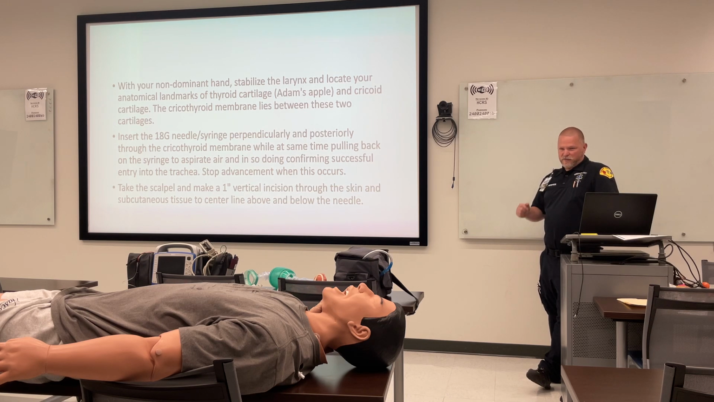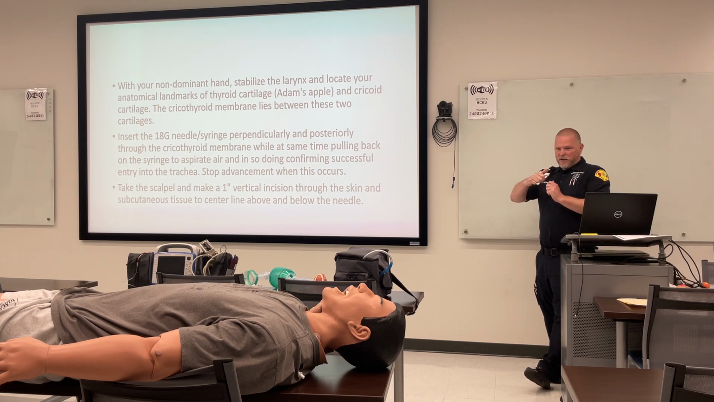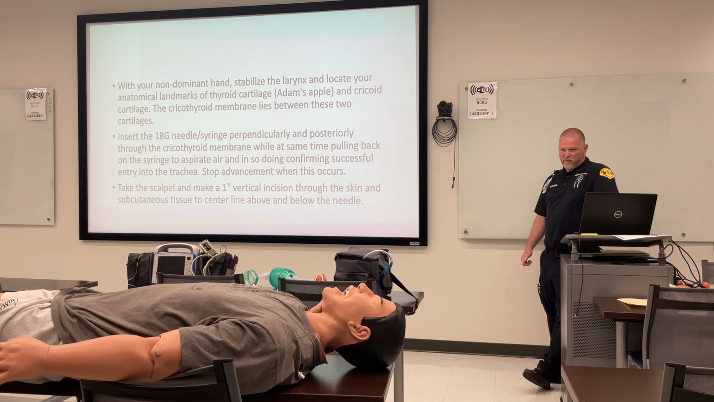And as you enter the needle in, you're gonna withdraw on the back of the syringe to aspirate for air. And as soon as you get that quick rush of air, you know you're in the trachea. So you're gonna stop advancement there, hold it in place. You can clamp to it to make sure you hold it in place if you want. But at that point, you can let go with your non-dominant hand, hold the syringe with the needle in place, grab your scalpel, and we make a 1-inch incision vertical above the needle and below the needle.